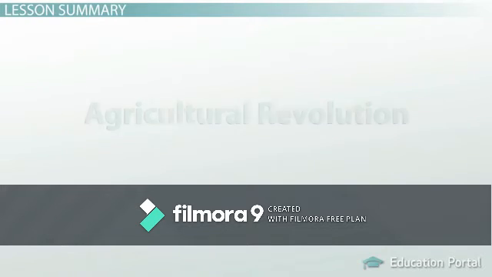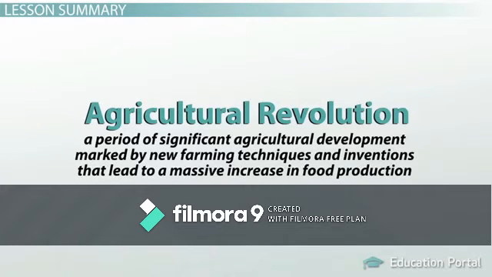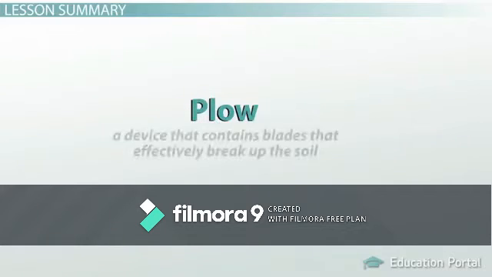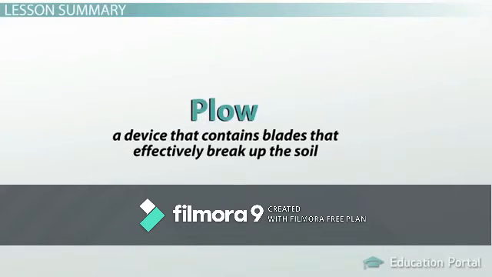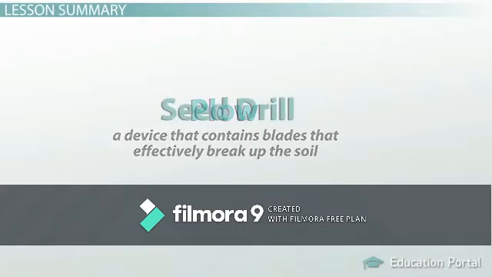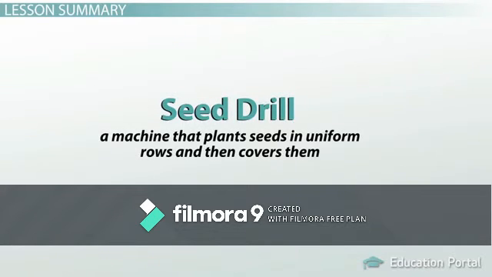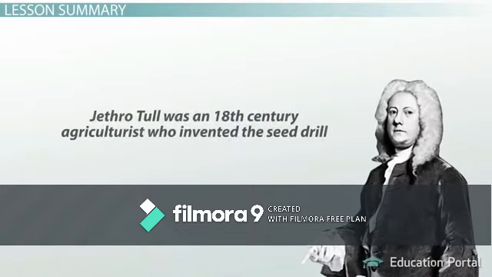Let's review. Agricultural revolution was a period of significant agricultural development marked by new farming techniques and inventions that led to a massive increase in food production. The agricultural revolution saw the invention of the plow, which is a device that contains blades that effectively break up the soil, and the seed drill, which is a machine that plants seeds in uniform rows and then covers them. Jethro Tull was an 18th century agriculturist who invented the seed drill.